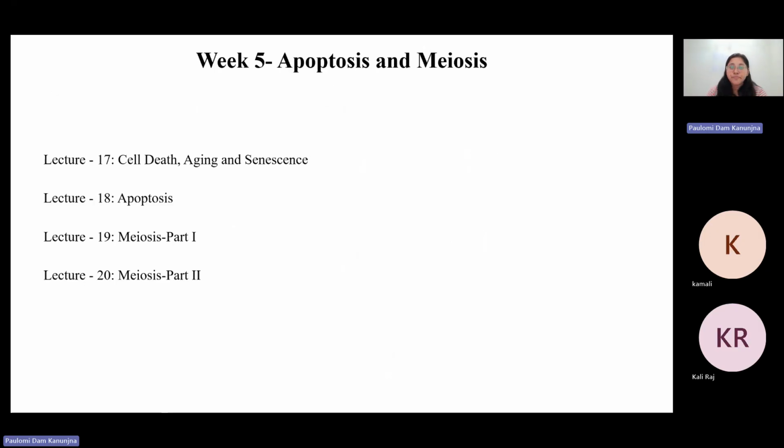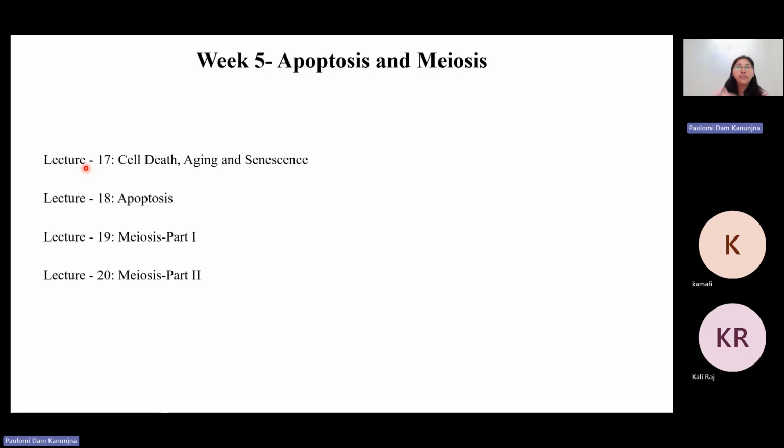So let me begin. So far we have been discussing mitosis, how DNA replication takes place, and the cell cycle as a whole. We'll move one step ahead in the cell cycle this week and study apoptosis and meiosis, and that topic is further divided into 4 lectures, if you remember from the lecture notes.